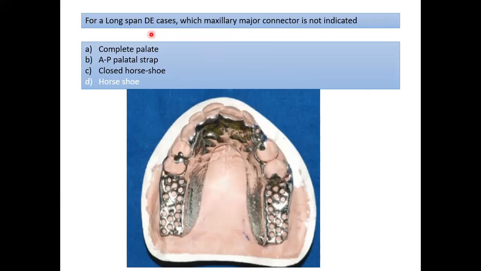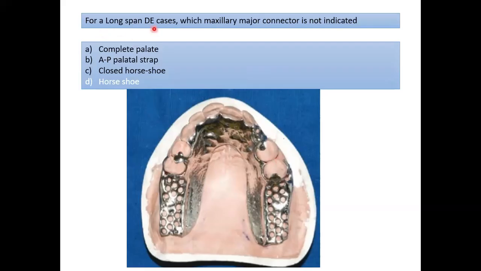But which one should be avoided, or which is not indicated, when there is a long span distal edentulous case? You should not use your horseshoe shaped, because this horseshoe shaped one doesn't have any connection in the posterior region. So with the amount of forces and heat transmission that this metal takes, there are high chances this U shape will get widened in the long run. When this U shape gets widened in the long run, it will hamper your posterior teeth.